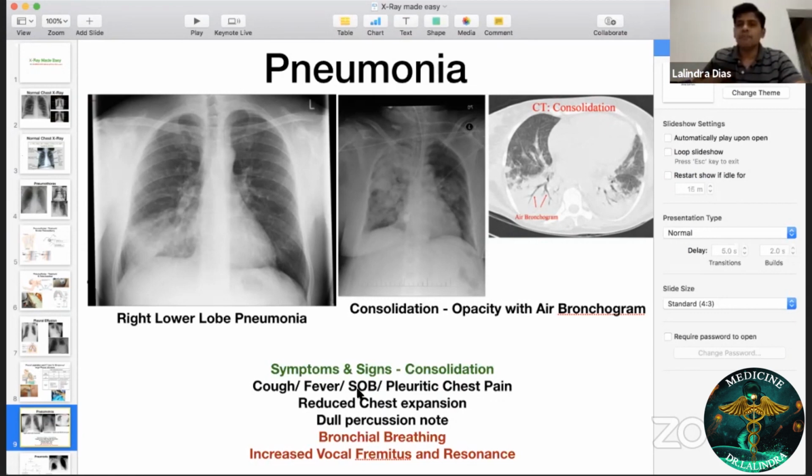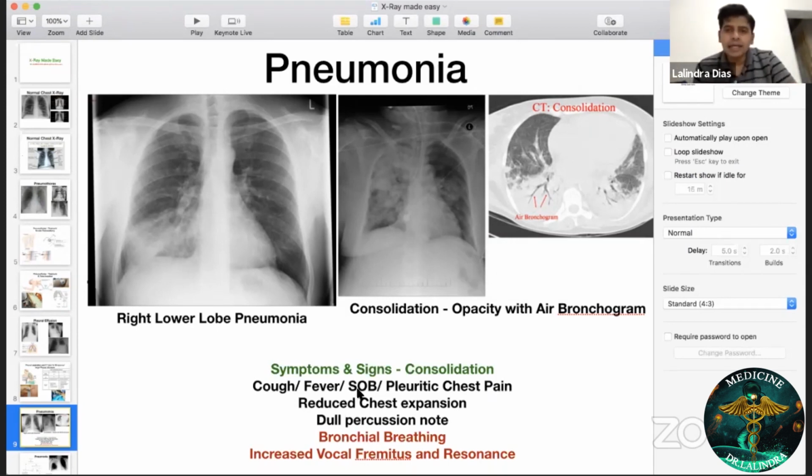And also they complain of pain on coughing. They complain of chest pain on coughing. So that is called pleuritic chest pain. Pleuritic chest pain means you get pain on coughing.